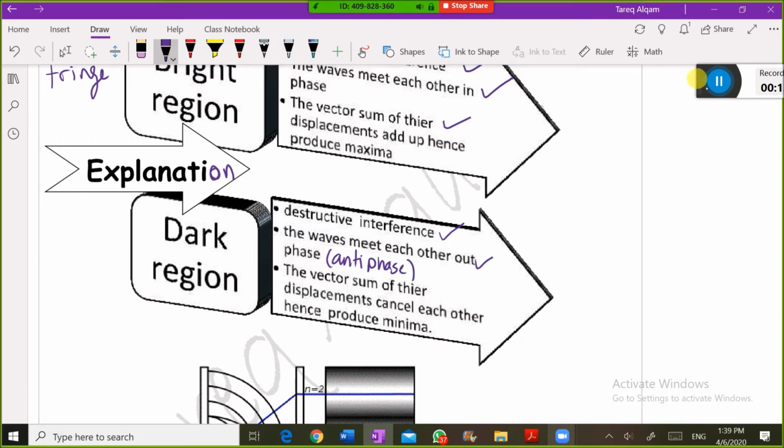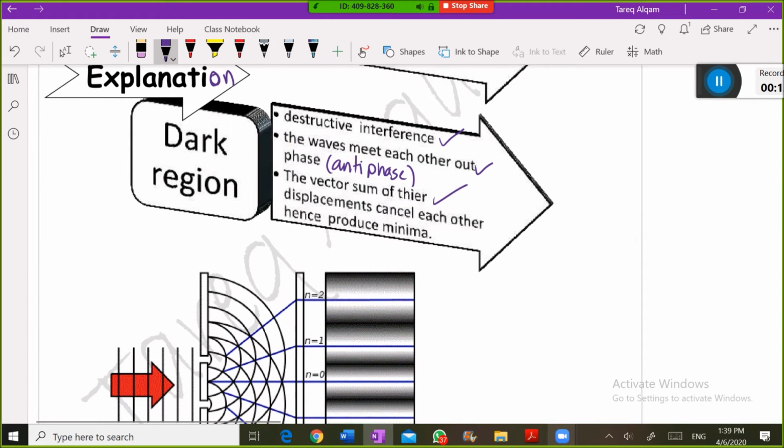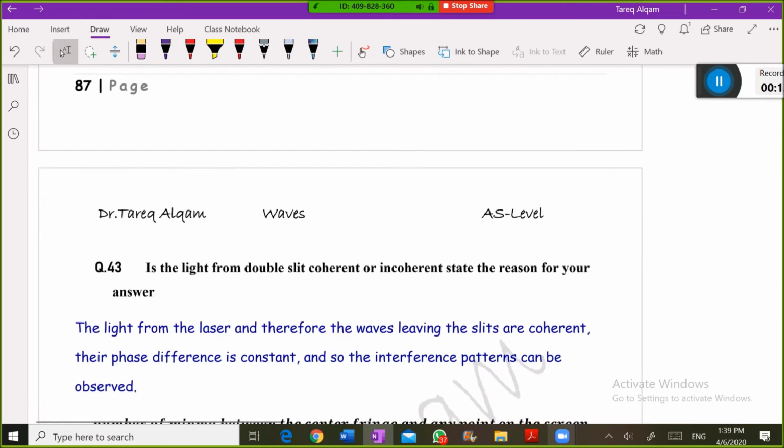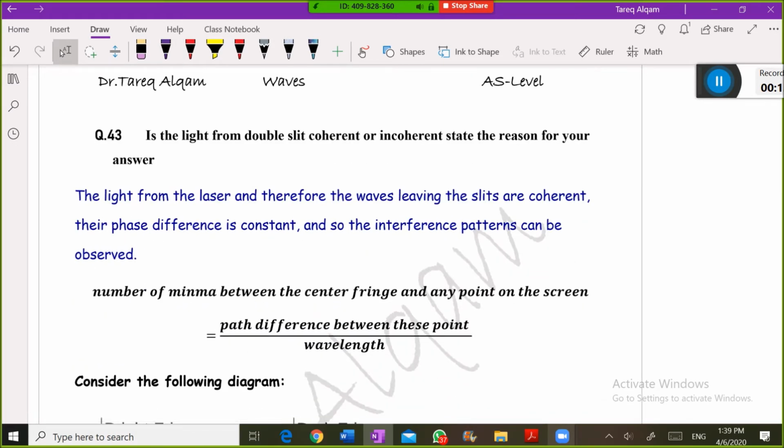The vector sum of their displacement cancel each other, hence produce what? Minima. Is the light from double slit coherent or incoherent? State the reason for your answer. The light from the laser and therefore the waves leaving the slits are coherent. The phase difference is constant. The most important thing is that the phase difference is constant, so the interference pattern can be observed.